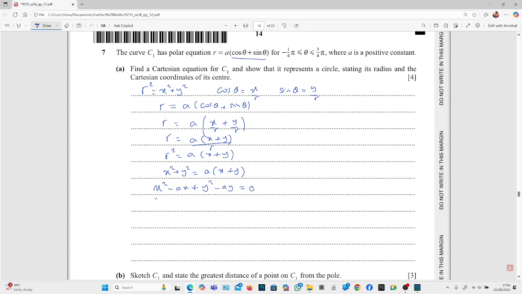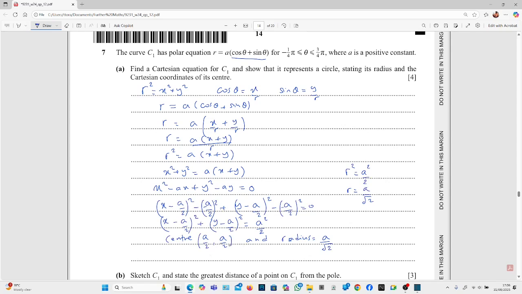So now we're going to complete the squares, and in doing so, this is what we get. Now we're going to rearrange it, and hence we have our circle with center (a/2, a/2), and radius a/√2, because r² = a²/2, and if we send the square to the other side, this becomes a/√2.